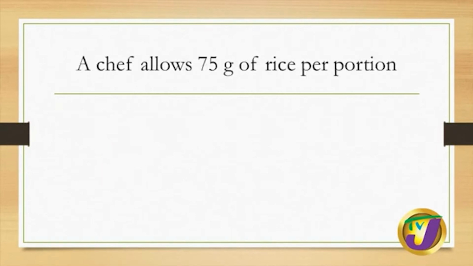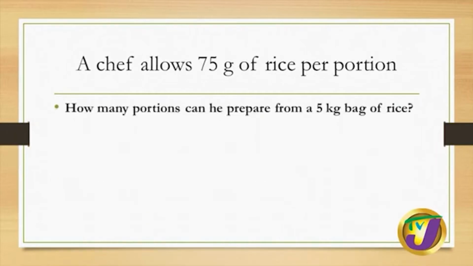Next question. The chef allows 75 grams of rice per portion. Now, what if the chef had 5 kilograms of rice? How many portions of 75 grams can he get from this? What's the first thing you think about? Great. The rice portion is in grams, and the amount we're taking the portion from is in kilograms.